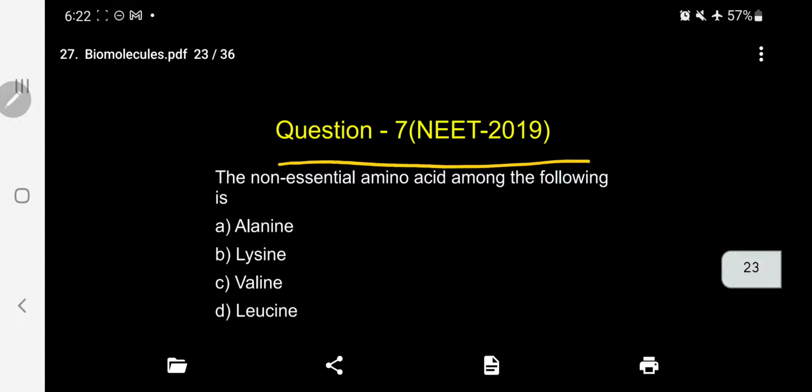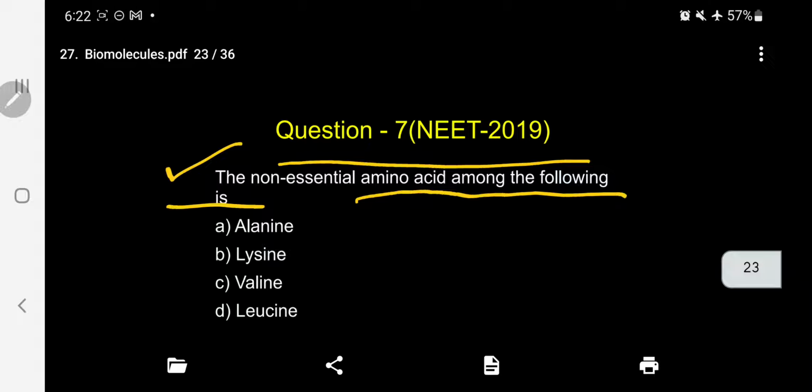This is asked under NEET 2019. The non-essential amino acid among the following. Again, it is asked under proteins. The question is asked under protein. The non-essential amino acid. First, you must know what is meant by essential and non-essential.